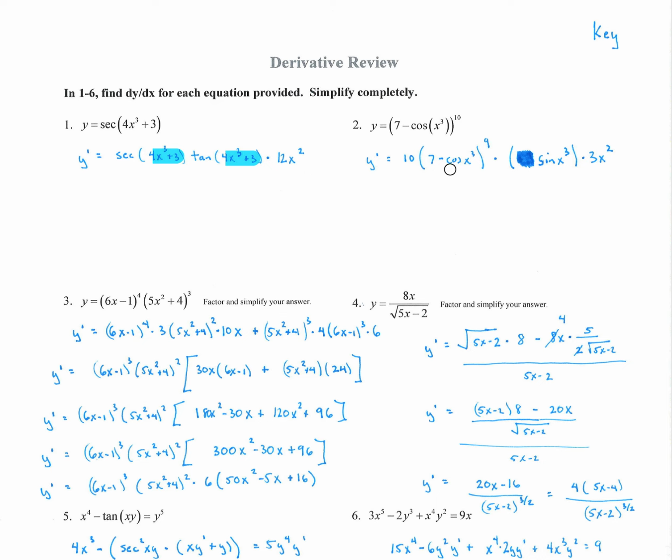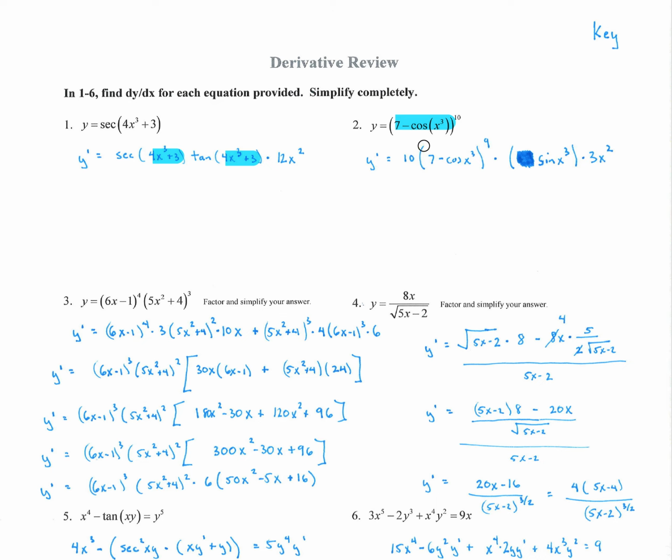Second one, we have multiple pieces here. The first piece is power rule. It's this thing to the 10th. And so bring the 10 down, decrease the power by 1. The inside stays the same. Then we have to multiply by the derivative of the inside.